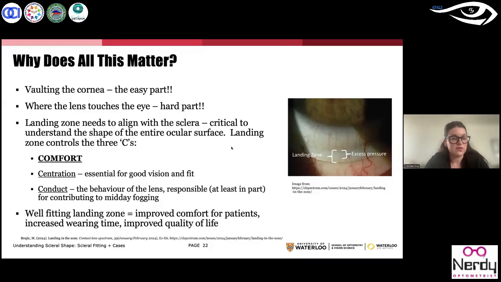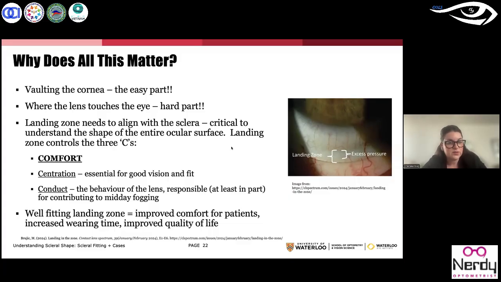I came up with the 3 C's that the landing zone controls. It controls comfort of the lens. This is a huge one. If your patients aren't comfortable, they're not going to wear the lens, which means decreased wearing time and problems. It also controls centration, and we know that centration needs to be as good as possible and can be one of the hardest things to fix. But we need that lens to be centered for the most optimal vision and fit.